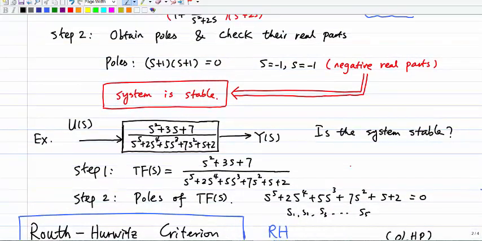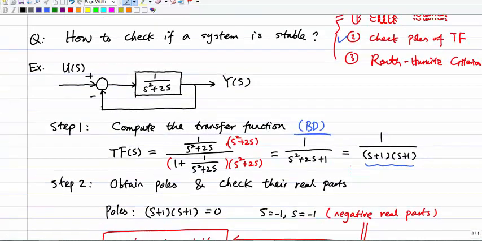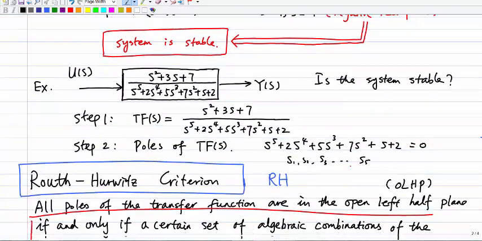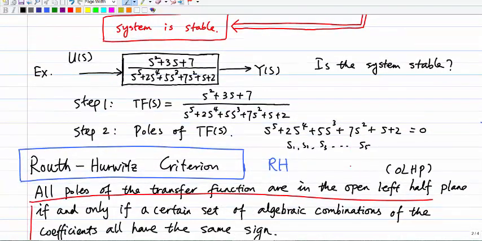So what should we do in this case? Especially when we have a very high order system, maybe even s to the 10th power, it's very hard to compute all the poles. So what should we do? That's why we talk about the third method, which is called the Routh-Hurwitz criterion.